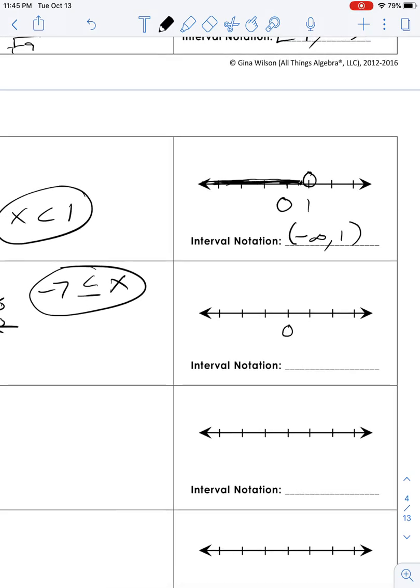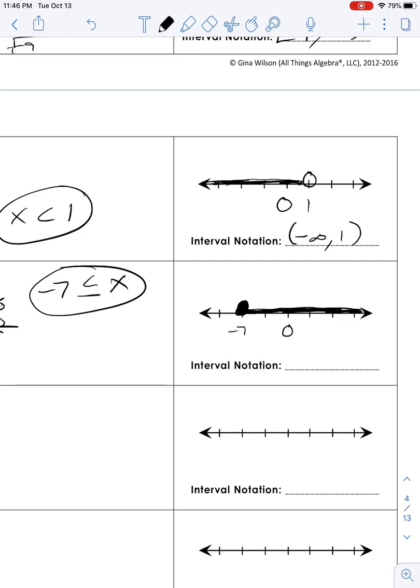So put our 0. Let's say negative 7's right there. It is going to be a closed circle, because there's a line underneath my symbol. Now let's take a look at it. What is facing the X? The big mouth is facing the X. So we're going to shade to the right. Remember, big mouth facing the X, you always shade right. Pointy part facing the X, you always shade left.